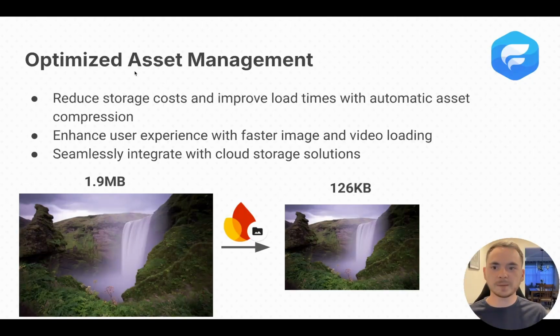The next feature is optimized asset management. Now, with just a simple .withCompression, you can automatically compress all the images and videos that users upload to your app to save a lot on bandwidth and time. So for example, in the default iOS simulator, you've got this image that's 1.9 megabytes. Once it's compressed using the .withCompression, it's going to compress it down to only 126 kilobytes, which is removing about 90% of the data in here.